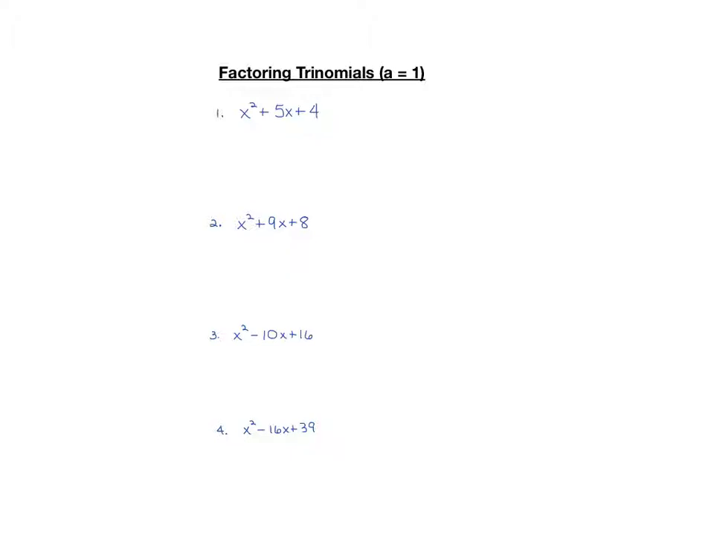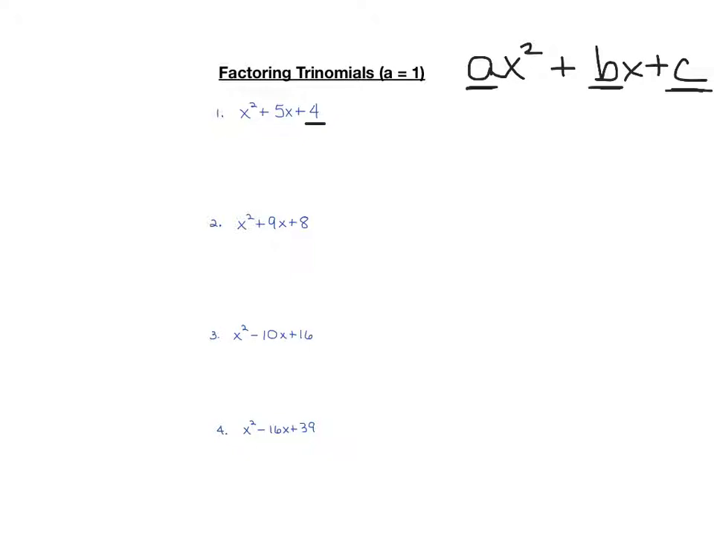Back in Algebra 1, you learned standard form of a quadratic, and it was ax squared plus bx plus c. So a is the number that was in front of x squared, b is the number in front of x, and c was just your constant. When we're factoring these trinomials that have an a equal to 1, we're going to be looking at our c term, so our last term here, and we're going to list the factors of that number.